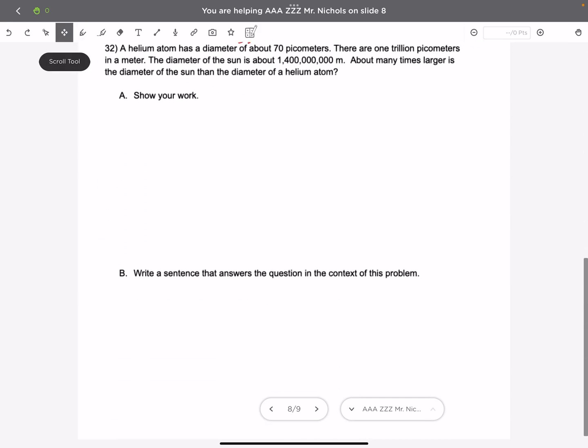All right, for problem 2. A helium atom has a diameter of about 70 picometers, or 1 trillion. So this is going to be 70 times 10 to the minus 12. 1 trillion goes into a meter, right? Now, if I want to put that in scientific notation, once again, I'm dividing by 10, moving 1 decimal to the left, which means I need to multiply by 10 here, and that becomes 7.0 times 10 to the minus 11.